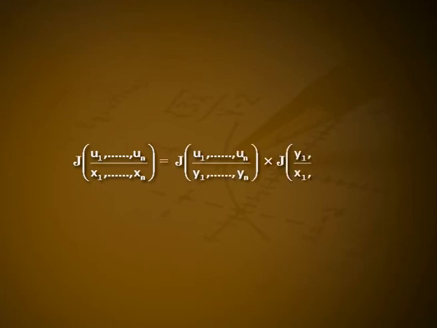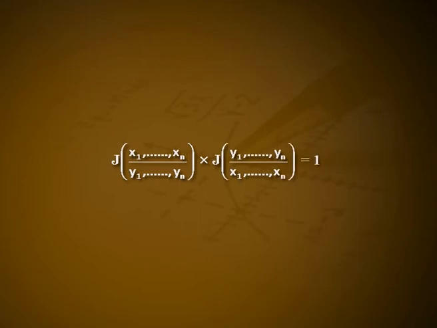Generalization. If u1, u2, etc. un are functions of y1, y2, etc. yn, and y1, y2, etc. yn are themselves functions of x1, x2, etc. xn, then capital J of u1, etc. un over x1, etc. xn is equal to capital J of u1, etc. un over y1, etc. yn times capital J of y1, etc. yn over x1, etc. xn.